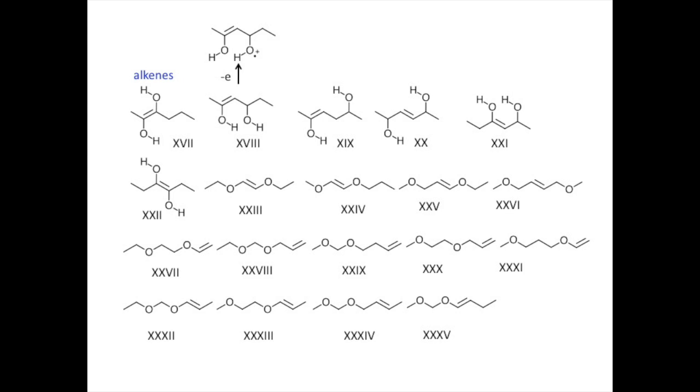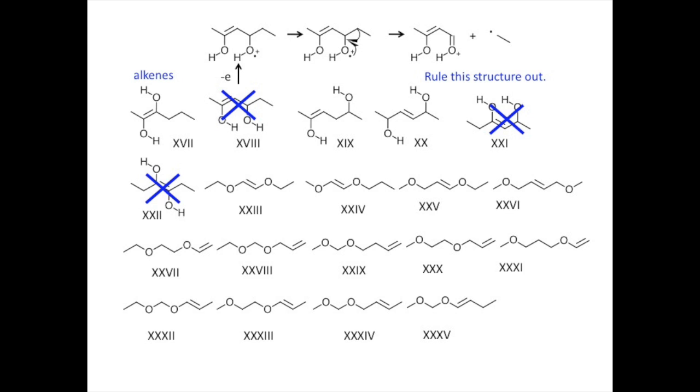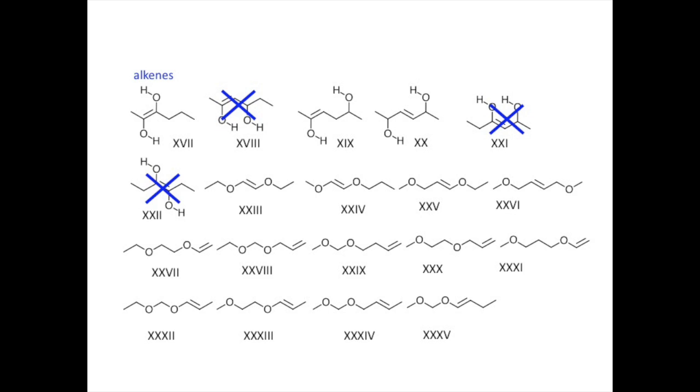We can see that there are many alkene structures that we would expect to lose a neutral ethyl group as well. With an alkene, ionization can occur at the double bond as well. Subsequent alpha cleavage can also produce ethyl radicals.